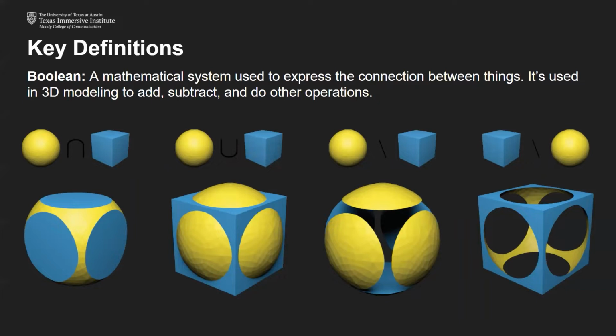When we start to talk about how we use these vertices and edges, there's a few definitions. A Boolean operation is a mathematical system used to express connections between two things, really, or multiple things, but often just two things. You can use Boolean operations to add, subtract, and do unions. If you remember any discrete mathematics, this is about sets of points.